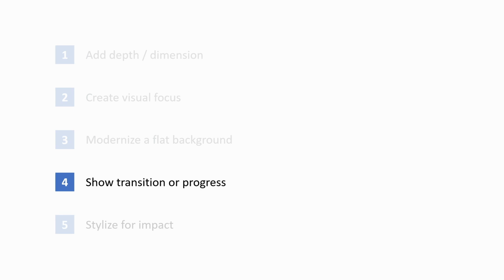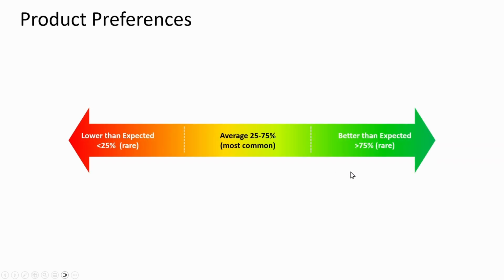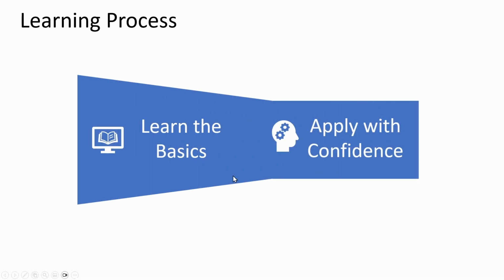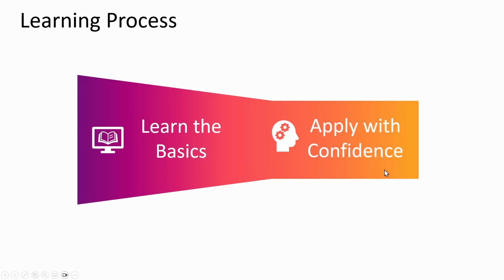Number four, we can use gradients to show transition or progress. Let's take an example of this product preferences scale. Here on the left end, we have lower than expected values. Then we have average values, and on the right, we have higher values. We can clearly improve this by turning this into a spectrum like we saw previously, like so. Here is one more example where we have a simple two-step process diagram. We can improve this by using a gradient instead of a flat color.